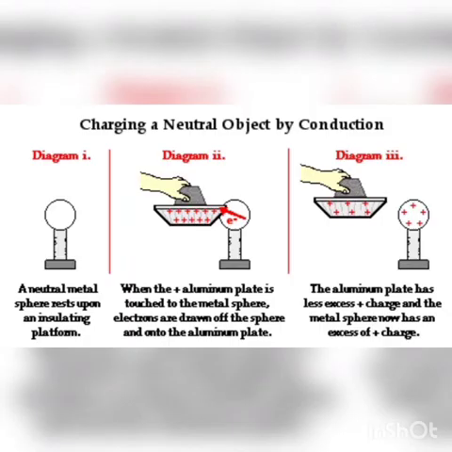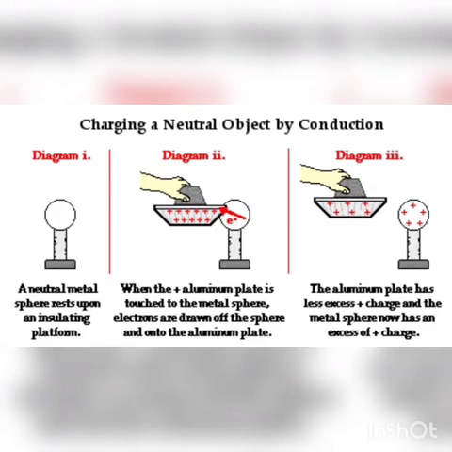Now, how does transfer of charges take place? Charges can transfer from one object to another with the help of two methods. One is conduction and another one is induction. So conduction means when a charged object comes in contact with a conductor, then it results in the transfer of charges in the conductor. See, students, in diagram 1, a neutral metal sphere, okay, which is resting upon an insulating platform.